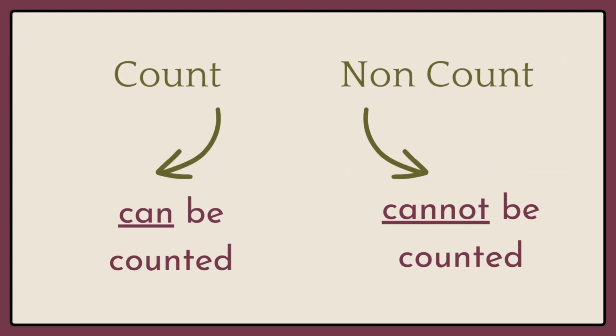So there are two types of nouns, count and non-count. To put it in the most simple way, count nouns are nouns that can be counted, and non-count nouns are nouns that can't be counted. Let's learn in more detail what that means.